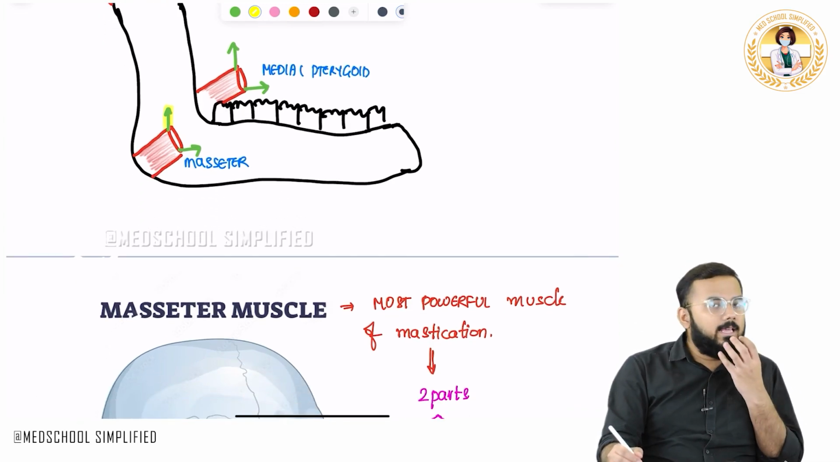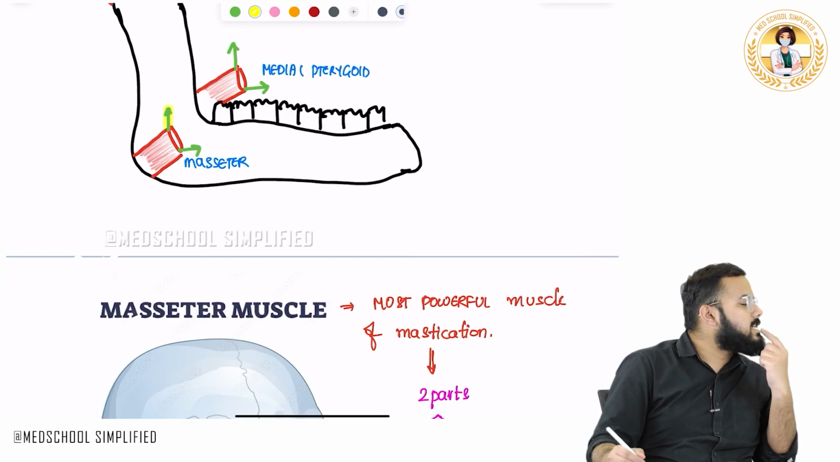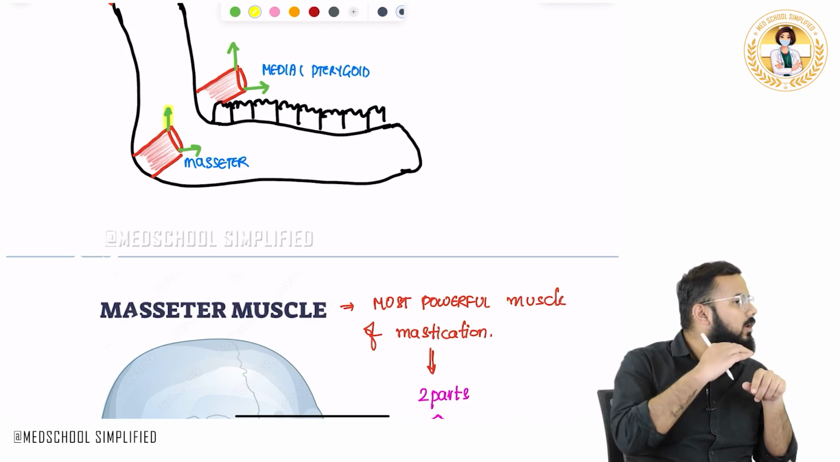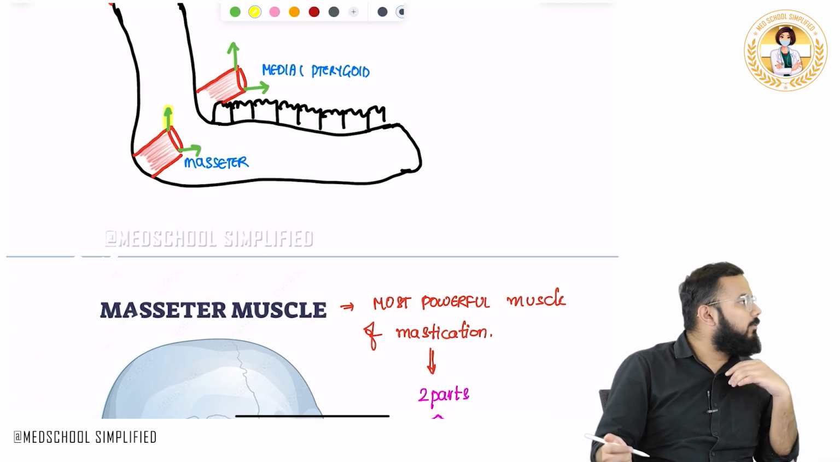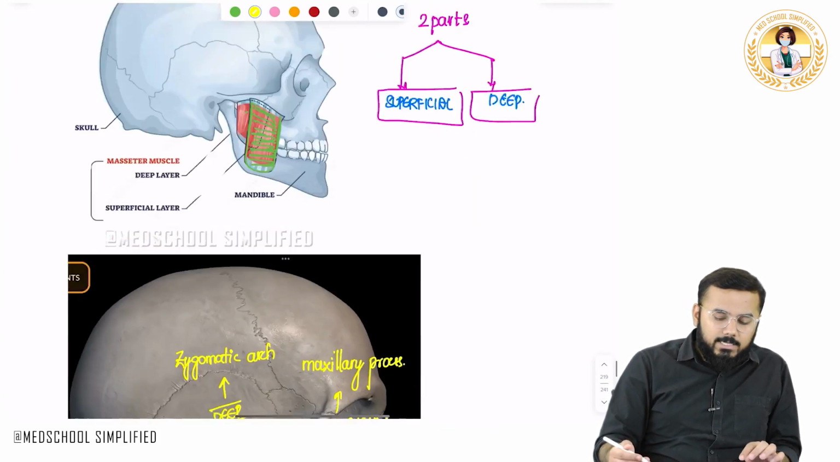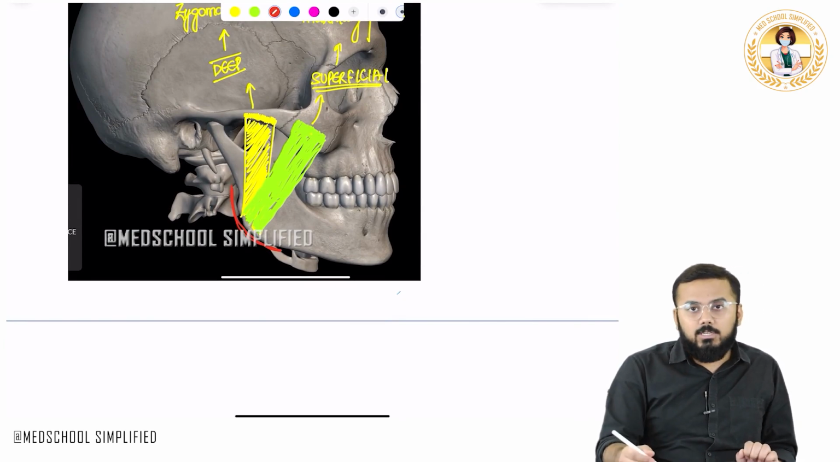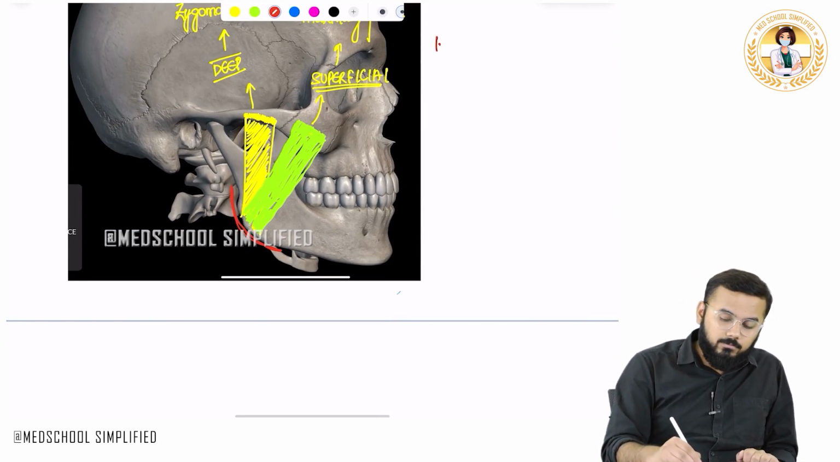And not only that, I can protrude the mandible anteriorly. If this is the mandible, look here, I can protrude the mandible anteriorly like this. If I am doing this action, this is called retraction of mandible. I am protruding now. This is called protrusion of mandible. Okay. So masseter muscle has got two actions over here. The main action is elevation of mandible.